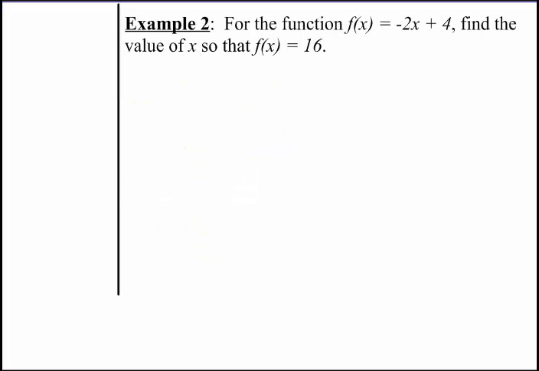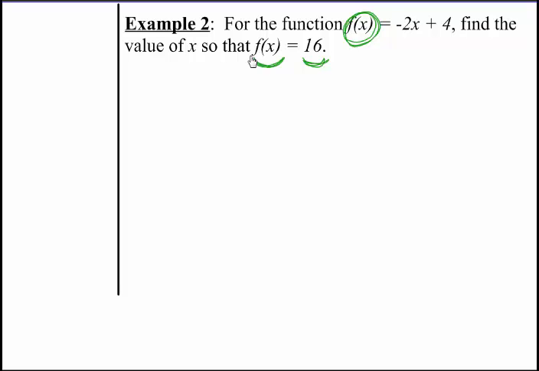Okay, next example. For the function f of x equal to negative 2x plus 4, find the value of x so that f of x is equal to 16. Note, we're told f of x is equal to 16. So it's the entire f of x. So when we substitute, we're going to substitute the entire f of x with the number 16.